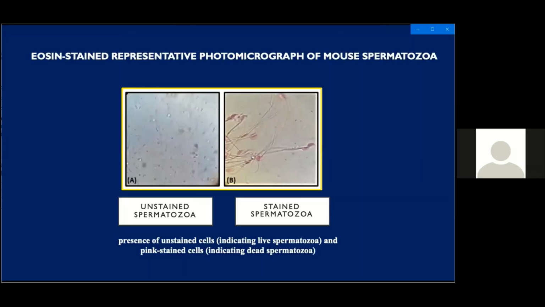These photographs show how the spermatozoa look when they are dead and how they look when they are live. In the first photograph A, these are unstained spermatozoa, that is live spermatozoa showing no pink color, whereas in photograph B we can see pink colored spermatozoa, which are the stained spermatozoa, and they are the dead spermatozoa.